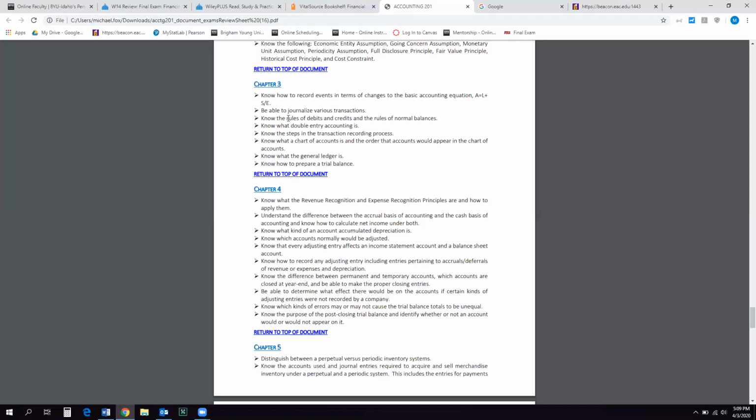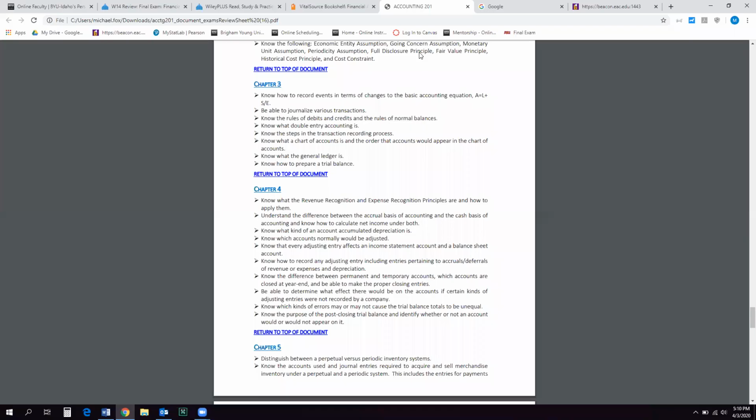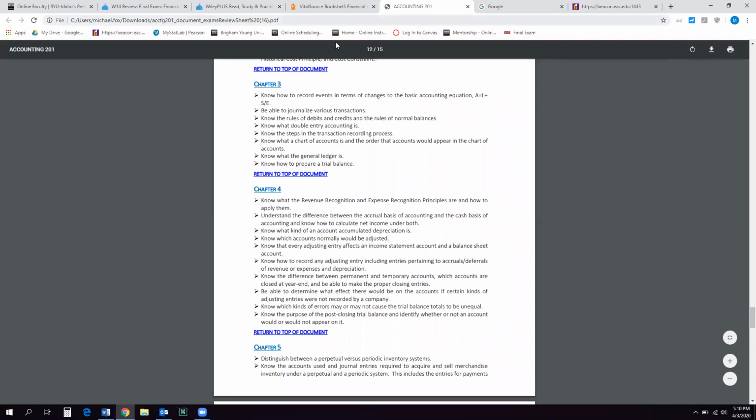Know the steps in the transaction recording process. So I'm actually going to show you this in the book because each book has, I guess, a specific way they want you to look at it. So I'm going to pause the video for a second while I turn to that page in the book. Okay, so here it is in the book.